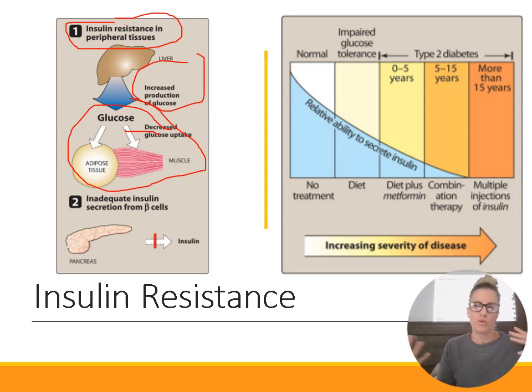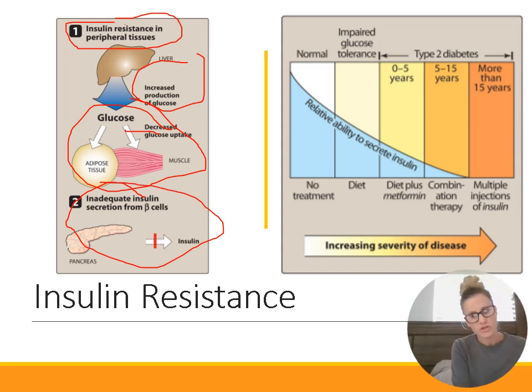Now, this leads to the pancreas trying to produce more insulin to keep up with this need to allow us to use that glucose. Over time, the pancreas is damaged and isn't able to keep up, and that leads to inadequate insulin secretion from beta cells. So it starts with insulin resistance, where it just doesn't work well, but then over time that leads to the body's inability to actually produce enough insulin from beta cells.